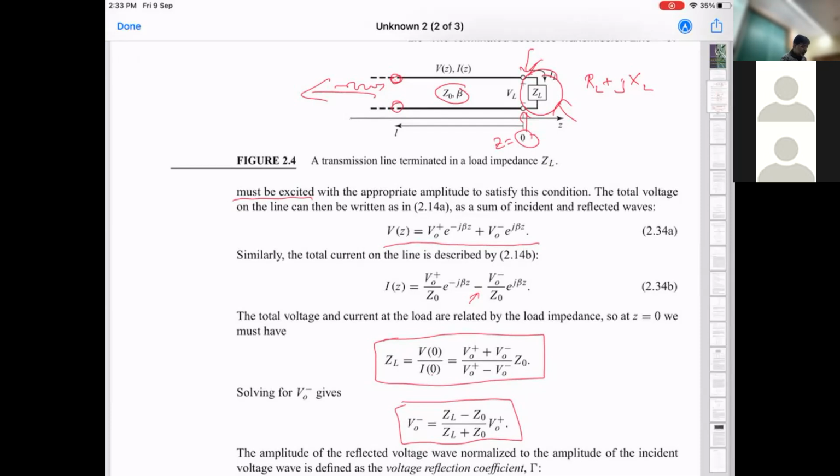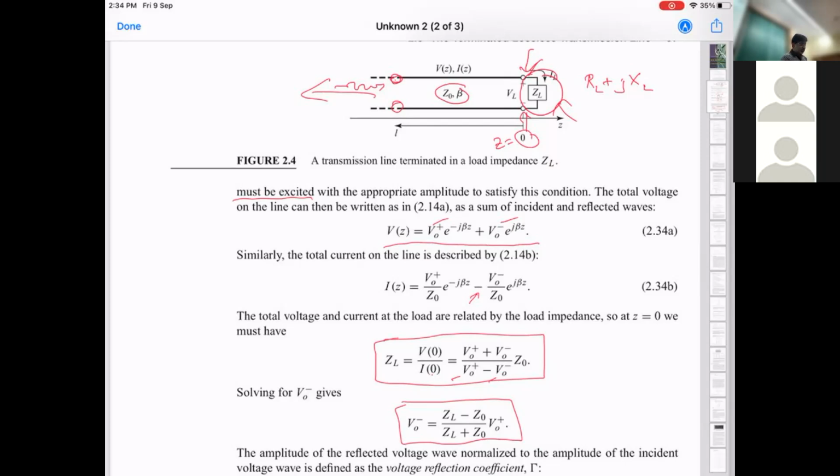So you get V naught plus plus V naught minus from these two terms, and then you get V naught plus minus V naught minus from these two terms. And there is a Z naught which comes here because the I has 1 over Z naught, so the Z naught goes over here. So this basically now tells you the relationship between Z of L, Z naught, and the incident and reflected waves.